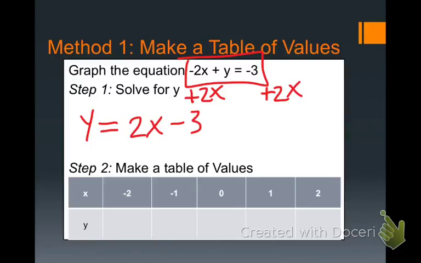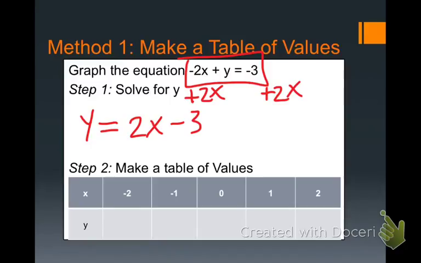So now to make our table of values, we're going to plug in the x values and solve for y. The tricky part about making a table of values is usually choosing the x values. If it's a standard equation like this, these are a great set of points to choose: -2, -1, 0, 1, 2. But the great thing about making a table of values is if you pick points that don't really give you enough points to work with, you can always just pick some more points. So let's just go ahead and work with the ones we have.